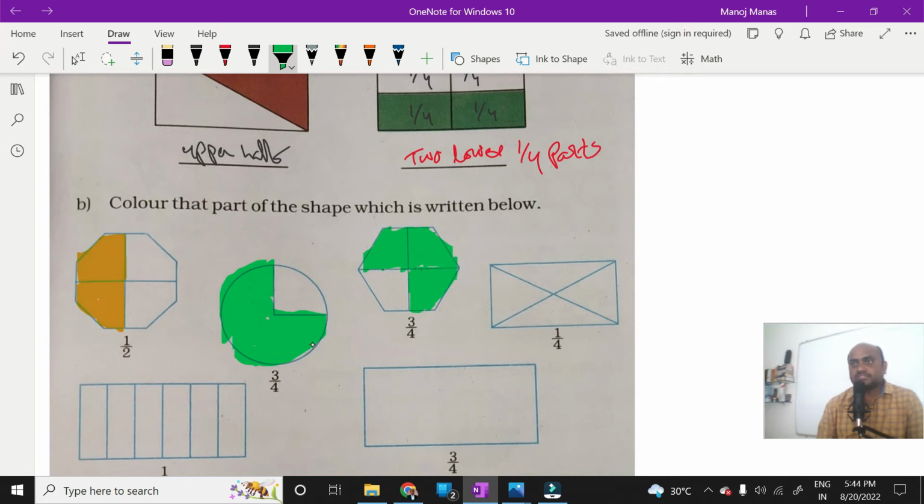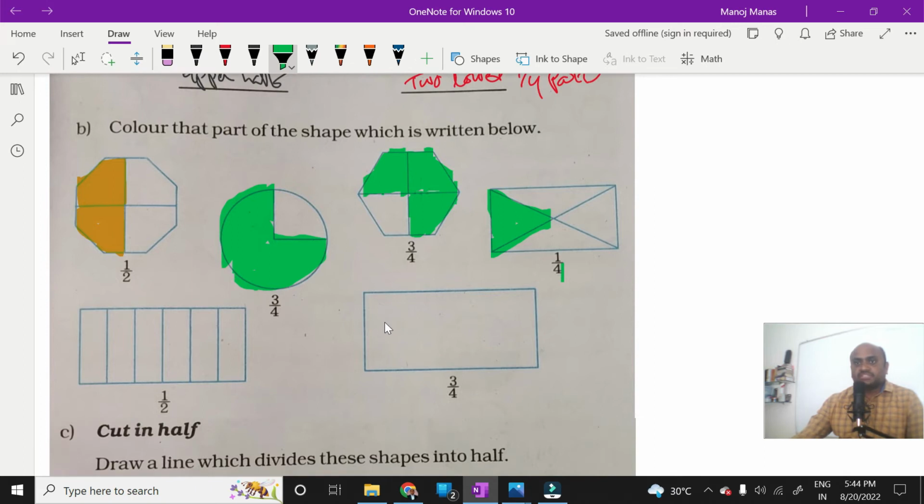So like this you have to mark. Now here it is only 1/4. So for 1/4 what we will do is, I will choose this portion and then I will mark it, I will color it like this. So this is how you can color it as per the given shape.